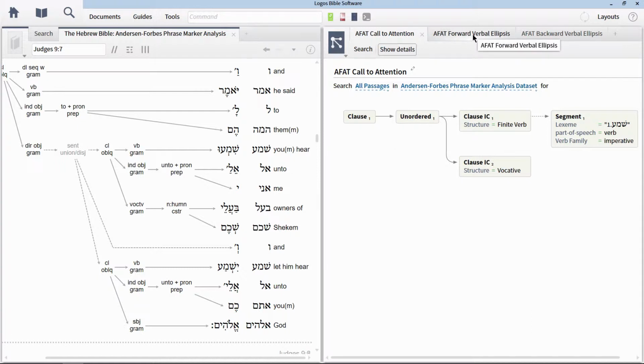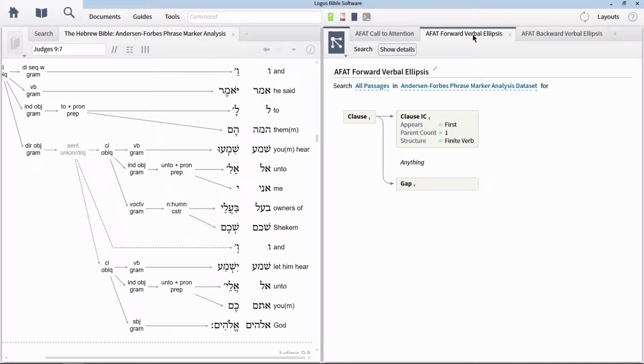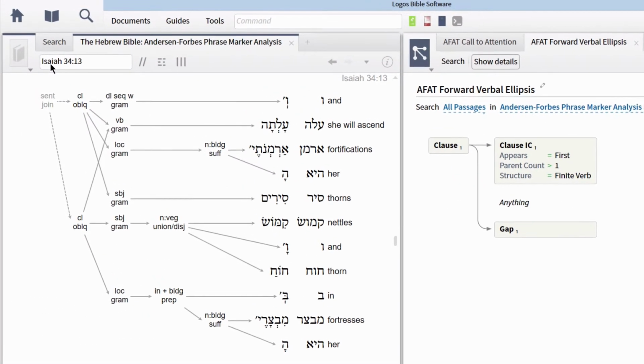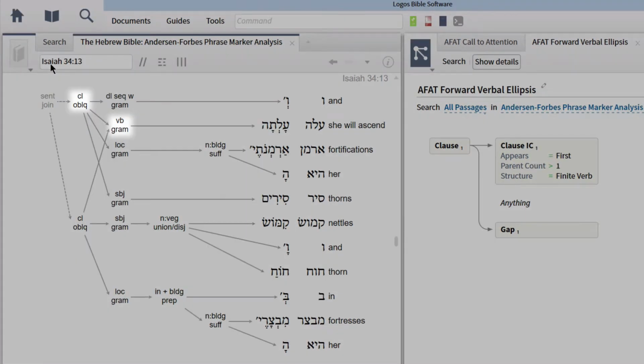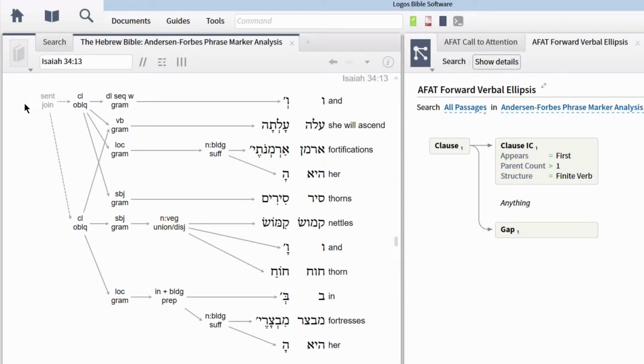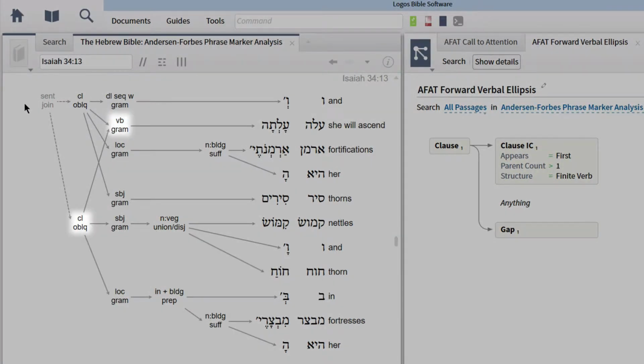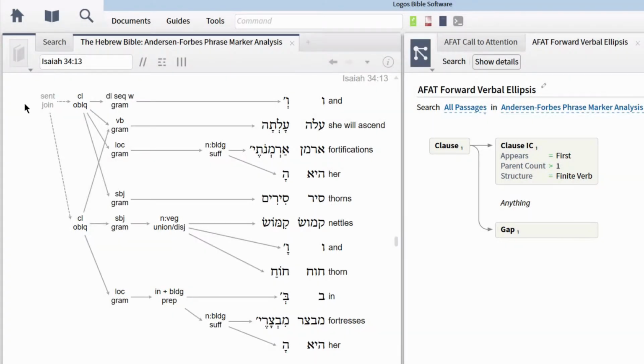There's forward verb ellipsis, where the verb is contained in the preceding clause, while the following clause piggybacks or shares this same verb without explicitly using it again. One particular instance of this can be found in Isaiah 34:13. Notice how the first clause contains a verbal kick using the Hebrew verb alah. The following clause also connects to this verbal idea, thus creating an instance of forward verb ellipsis.